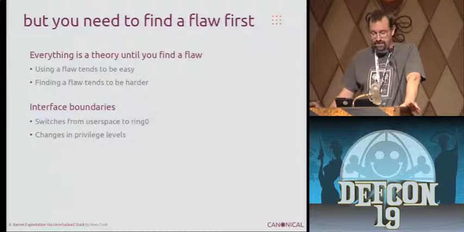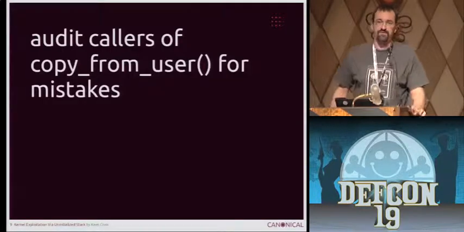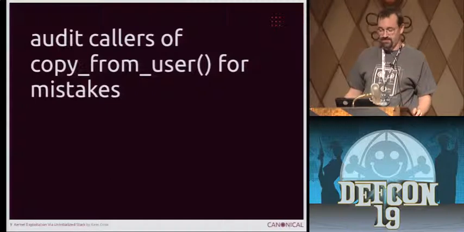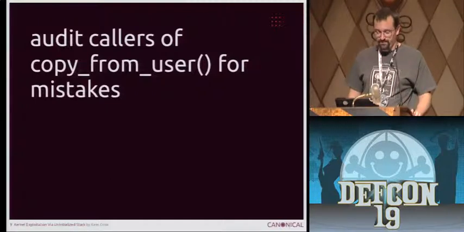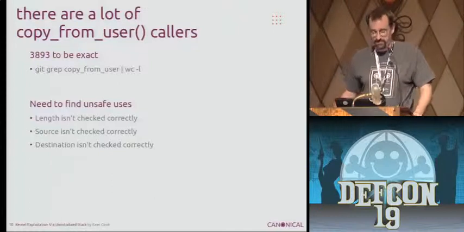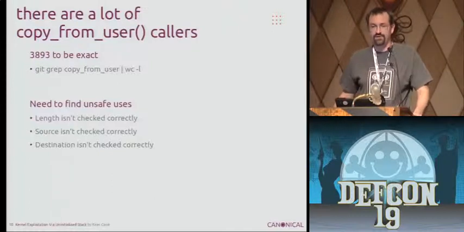So I started looking at interface boundaries, where things make transitions, and I was especially interested in copy_from_user because that's where you're pulling information from user space and putting it somewhere in the kernel. So anything that goes wrong in that is going to be a nice thing. So there are a lot of callers, about 4,000. So it was a bit daunting to just start with that.